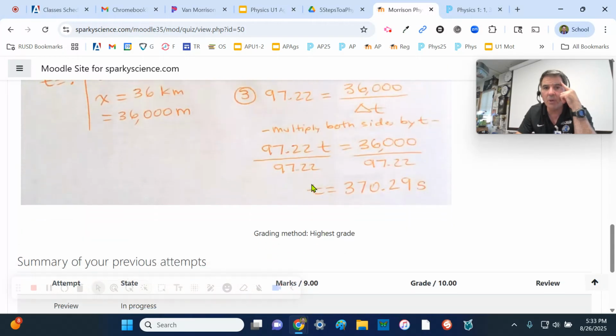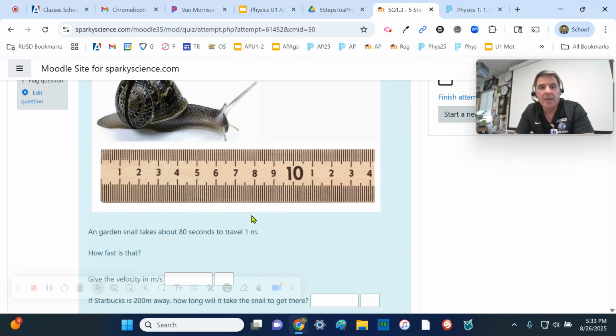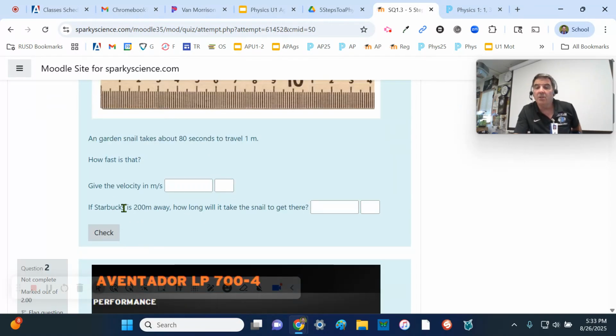If I go to questions 1 and 2 in the quiz, I want to see a snail with a rocket on top. This is legit snail speed, by the way. If you ever want to know how fast a snail goes, this is it. I looked it up online. A garden snail takes about 80 seconds to travel 1 meter. How fast is that? And if Starbucks is 200 meters away, how long will it take the snail to get there? I bet you were wondering that.